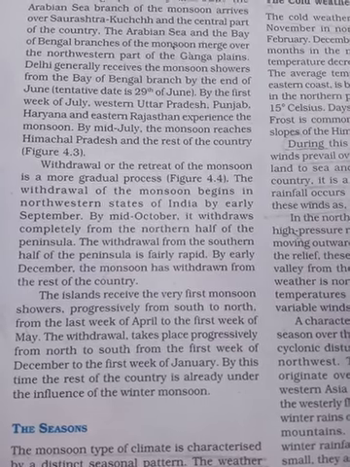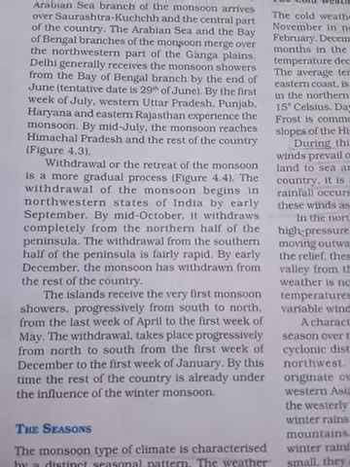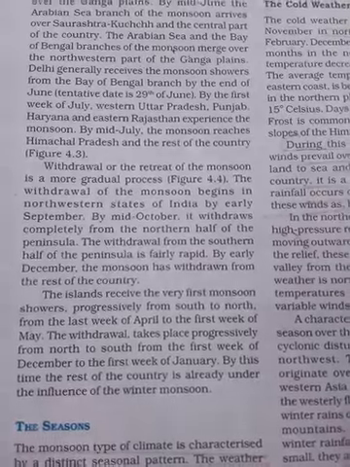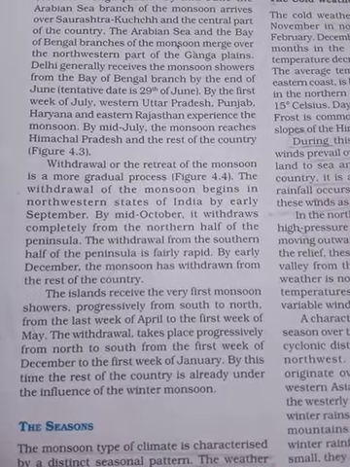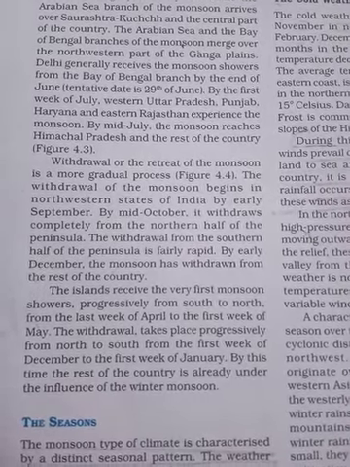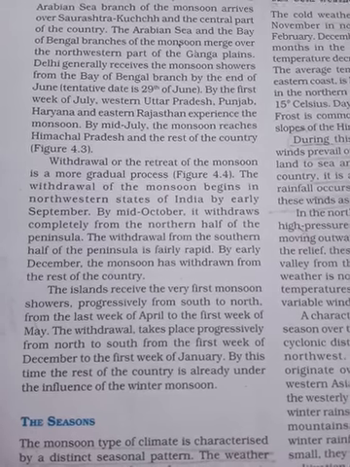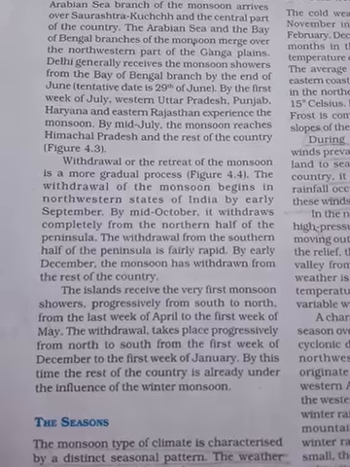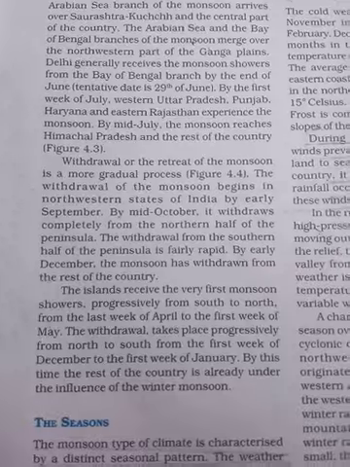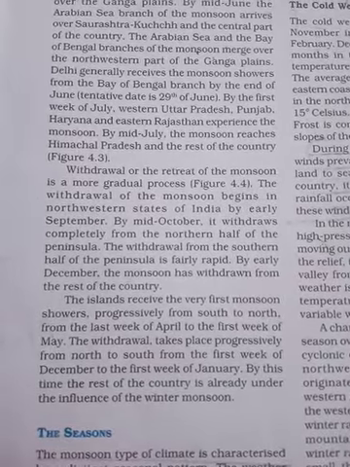Withdraw completely from the northern half. Northern half of the peninsula by mid October. The withdrawal from the southern half of the peninsula is very rapid. By early December, the monsoon has withdrawn from the rest of the country. That means when it comes to December, the monsoon is completely withdrawn from India.